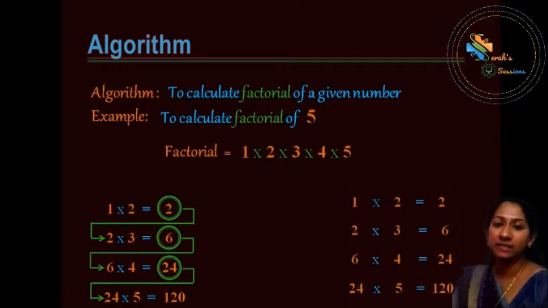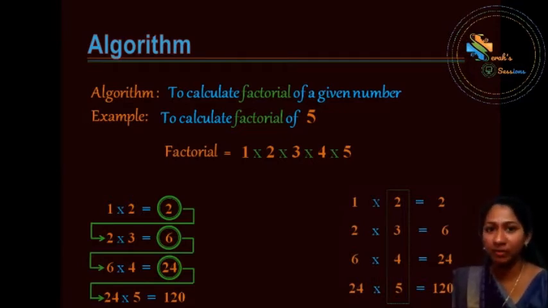Here you can see that the first column indicates the result obtained in the previous step, right? In the second column, you can see that the number increments by 1 at each step. When you proceed stepwise, you can see that 2 is incremented by 1, you get 3. 3 is incremented by 1, you get 4. 4 is incremented by 1, you get 5.